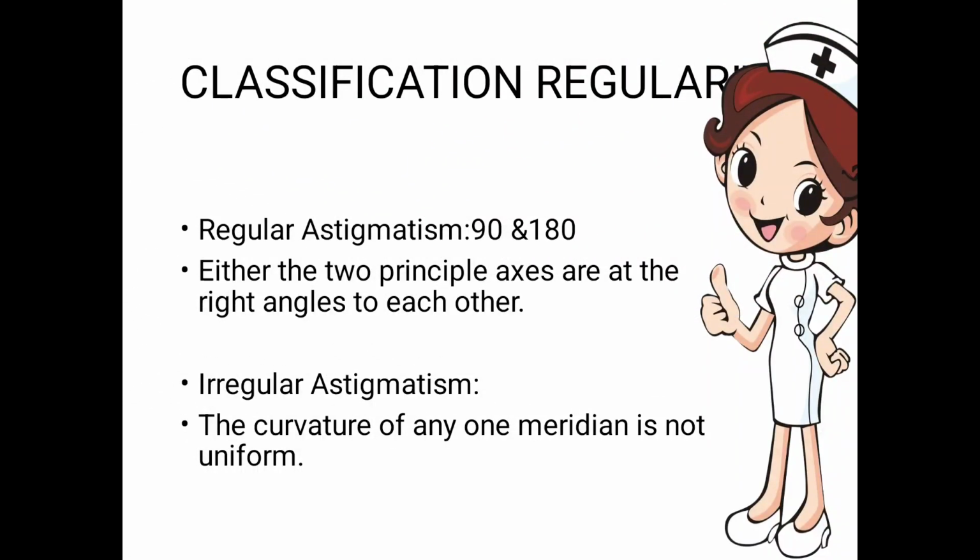Next one is classification on the basis of regularity. Regular astigmatism is at the 90 degree or 180 degree. Both the principal axes are at 90 degree angles to each other, maybe 90 and 180 or maybe 45 degree. Both have a 90 degree difference between them. Next one is irregular astigmatism. The curvature of one meridian is not uniform. So there is no 90 degree difference, it may be anywhere.